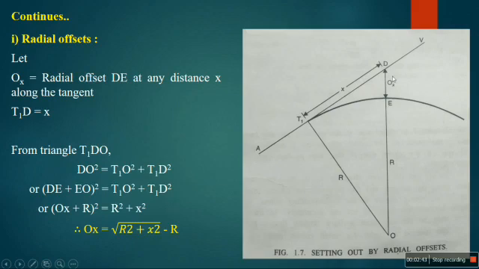Fill up with respect to values. DE means what? It is OX. EO means what? It is the radius of the curve. T1O means it is again the radius of the curve. T1D is the horizontal x distance along the tangent line. Fill up all the values. So after simplification of this equation, we will get OX is equal to square root of r square plus x square minus r. So by using this, we calculate the offset with respect to x distance.